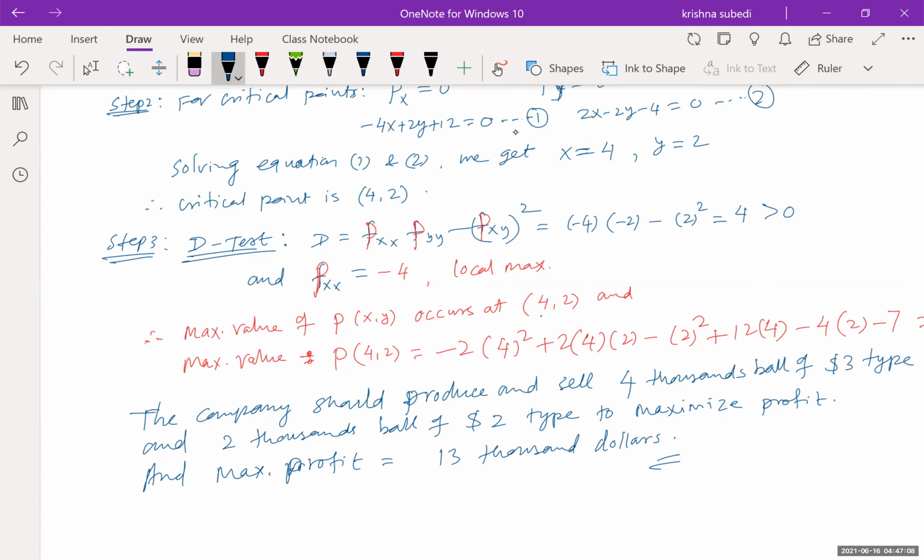Okay, any questions so far? If there are no questions, then this lesson is done. So in our next lesson, we will look into Lagrange multipliers. We'll talk about Lagrange multipliers in detail in our next class, okay?